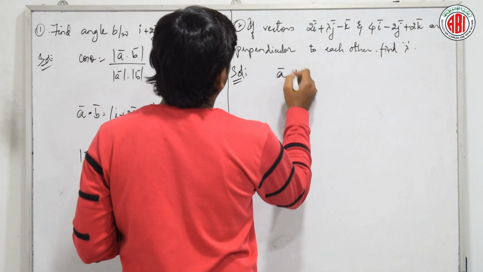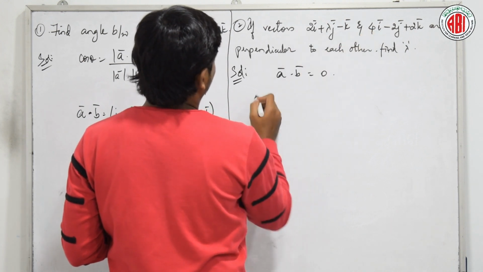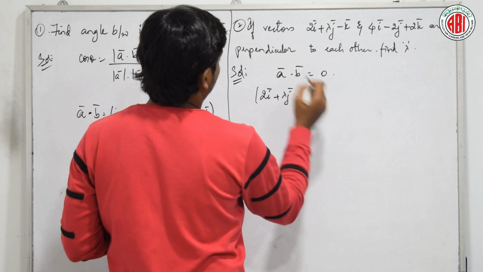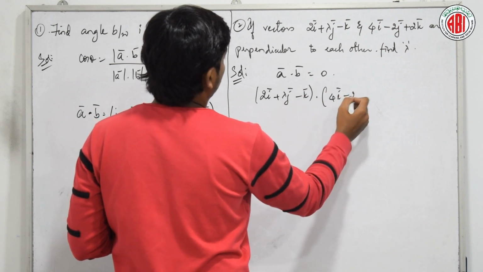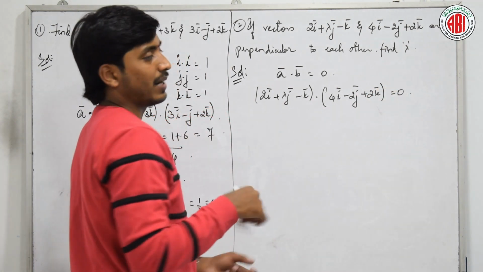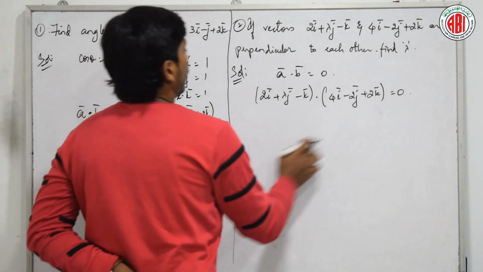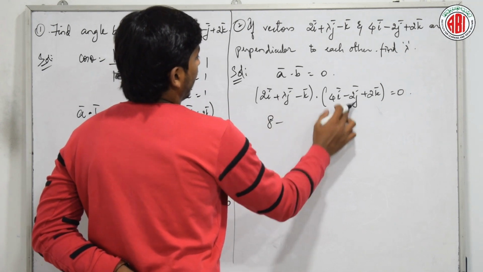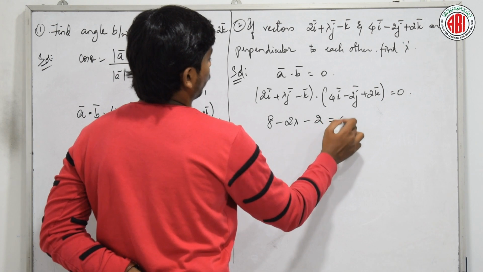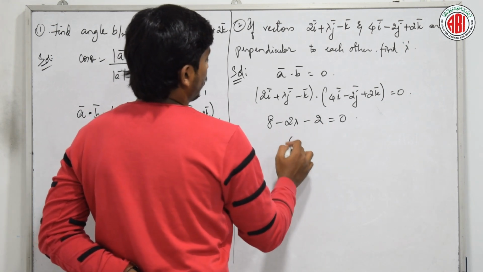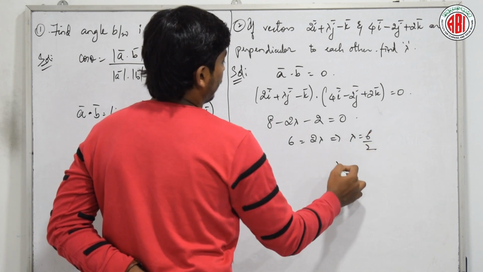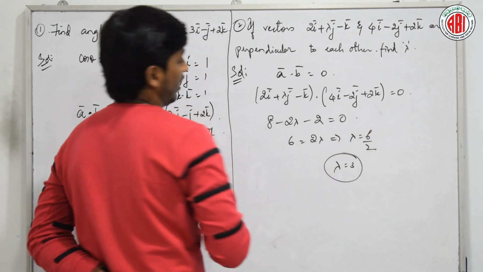Just see here. A dot B is equal to 0. That is, let us multiply this. 2i plus lambda j minus k dot 4i minus 2j plus 2k is equal to 0. Let us multiply only like terms. 2 into 4, 8, lambda into 2 is 2 lambda, k into 2 is minus 2. Okay, 8 minus 2 is 6, that is equal to 2 lambda, lambda is equal to 6 by 2, the value of lambda is 3.